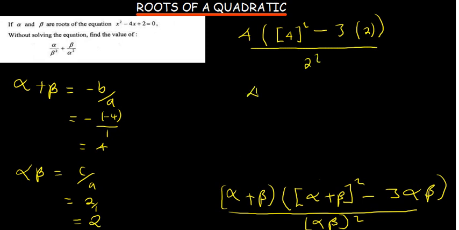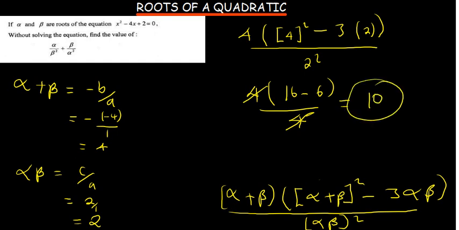This gives us a 4, open brackets, 4 squared, 16, minus 6, over 4. So basically this 4 and this 4 cancel out. 16 minus 6 is 10. So this is the value then.